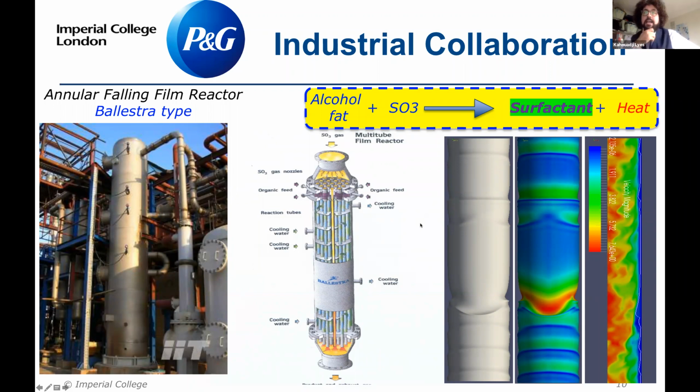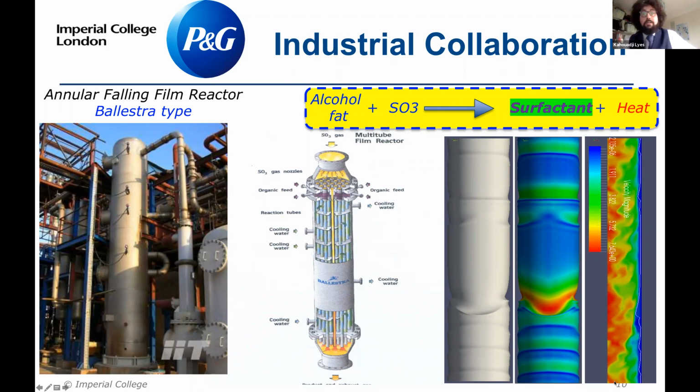And the major problem in this reactor is that sometimes when you have a really thin film, so here is the shape of the interface that I was studying for Procter and Gamble, it will be overreacted here, and it will be overheated. And if it is overheated, the surfactant you are producing will burn. And if it burns, it will carbonize. And if it carbonizes, the surfactant you're producing is black.